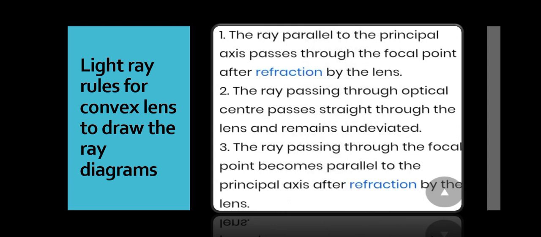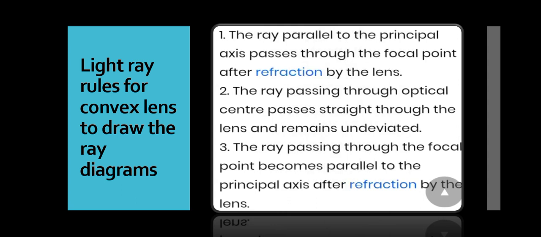These rules are actually 3 principal rays that we have to draw to show the refraction and image formation in the lenses. The first ray should be parallel to principal axis and it passes through focal point after refraction by the lens. The second ray will pass through the optical center and it will pass straight through the lens and remains undeviated. The third ray will pass through the focal point and becomes parallel to the principal axis after refraction by the lens. You have to remember these rules to draw the ray diagrams.